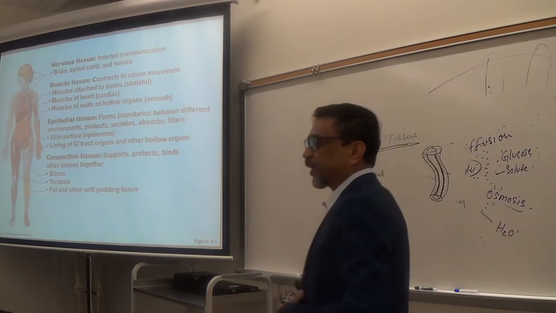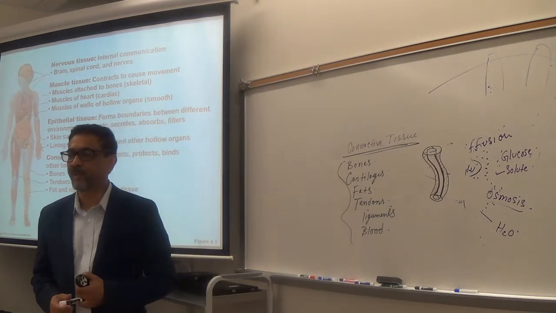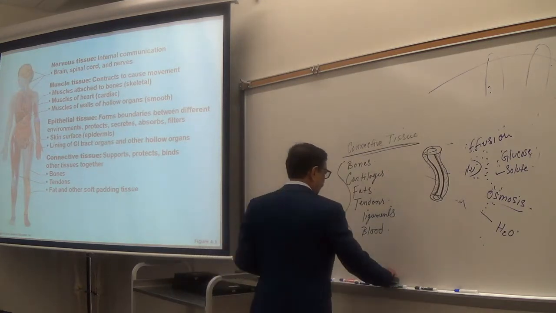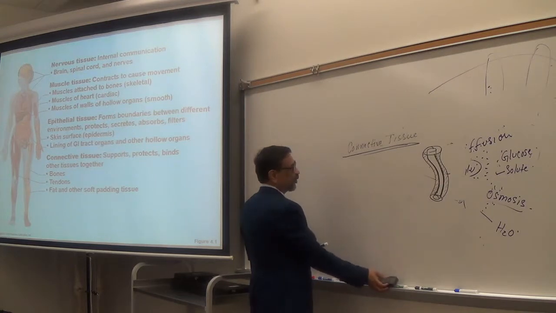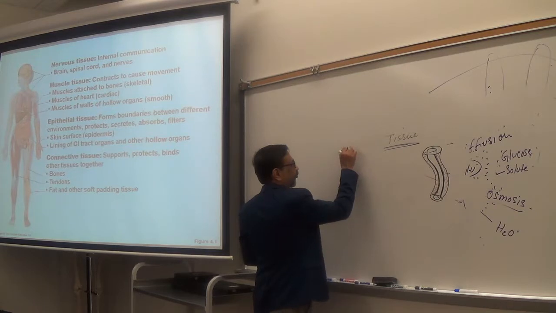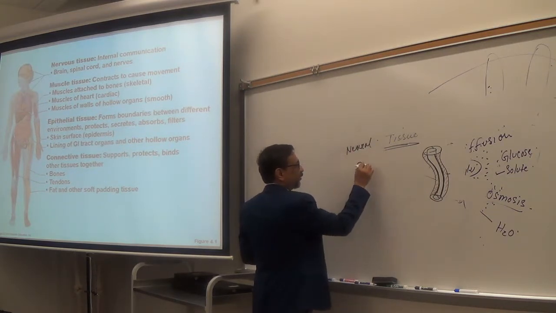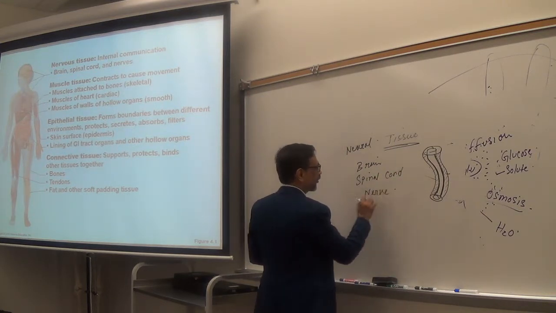Then neural tissue is only present in the nervous system. That means in the brain, spinal cord, and nerves. Those three structures form the nervous system, you know that. So, nervous tissue or neural tissue, same thing, in the brain, spinal cord, and nerves. Okay?